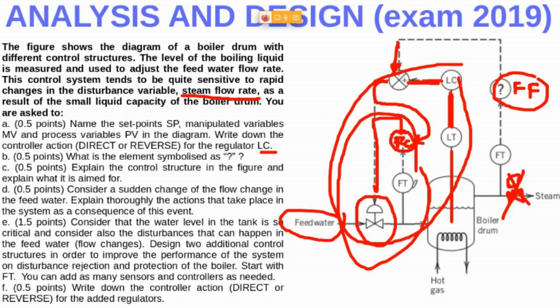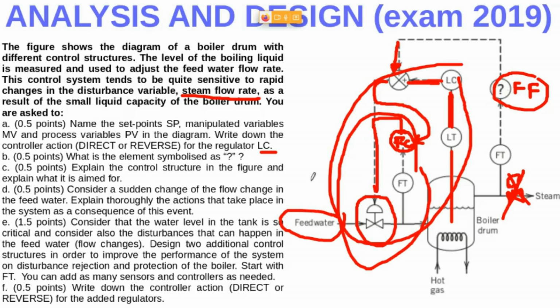If you have the sensor, if you have the transmitter, it's quite easy to add this signal to the controller, and to configure the controller in a cascade form. Well, consider section E, consider that the water level in the tank is so critical, and consider also the disturbances that can happen in the feed water. Design 2 additional controller structures in order to improve the performance of the system on disturbance rejection and protection of the boiler. Start with FT. You can add as many sensors and controllers as needed.